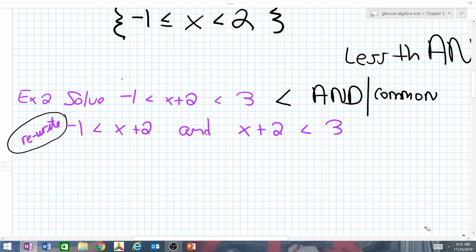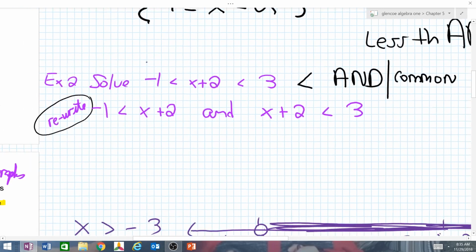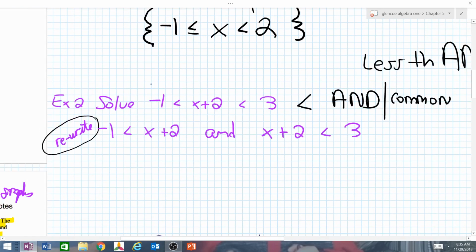Does everyone understand what I did there? When you have an inequality and it's not separated with the word "and" in between, your first inequality will be written as -1 is less than x plus 2. The second inequality is x plus 2 is less than 3. Now we all know that when you graph an inequality, you want the variable on the left-hand side.